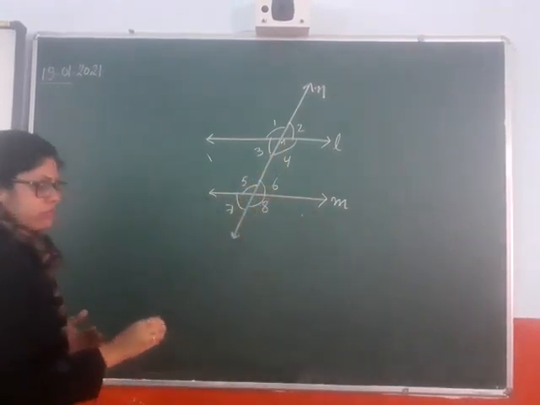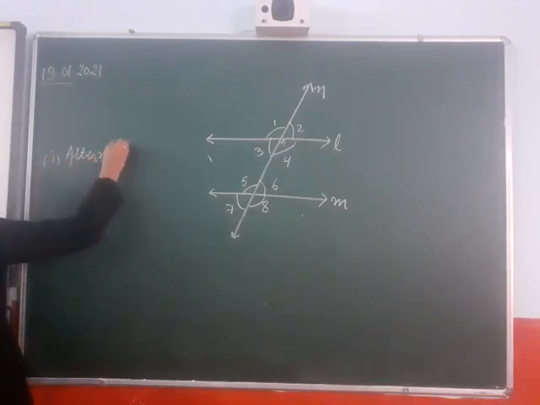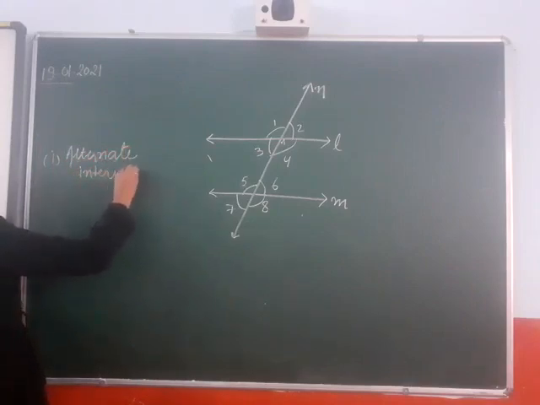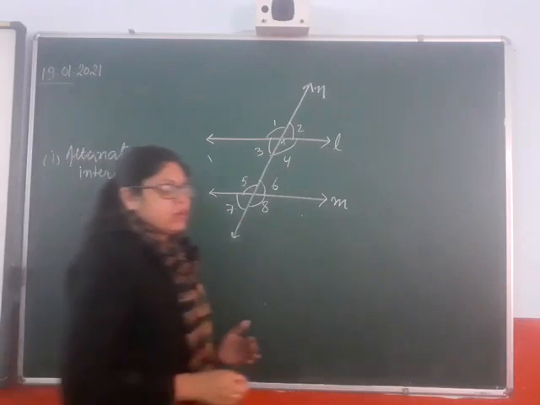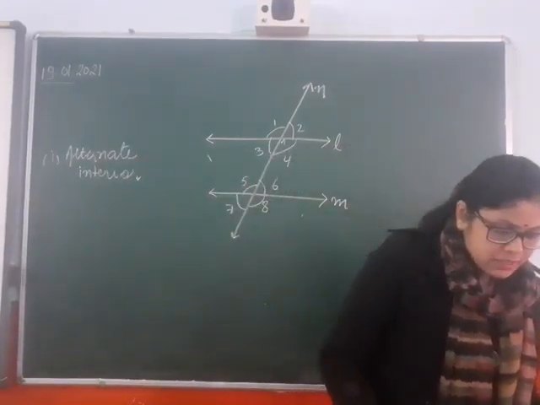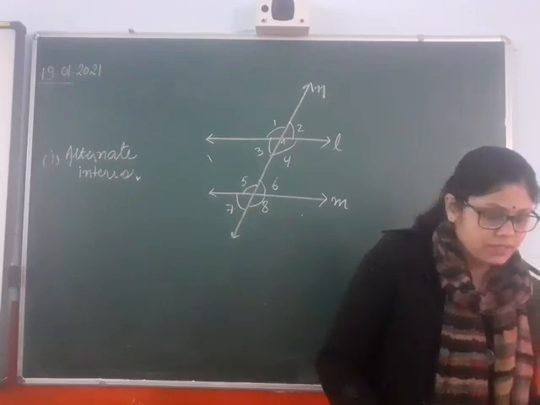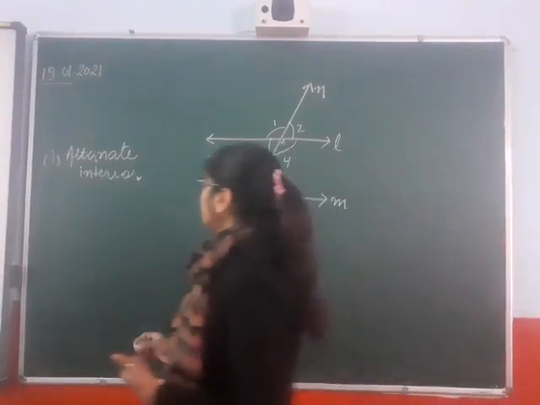Then what is the first result? That is, alternate interior angles are equal. This you have to write in the copy. Please go through page number 182 and from there you will write this result: when two parallel lines are cut by a transversal. Please go through this.